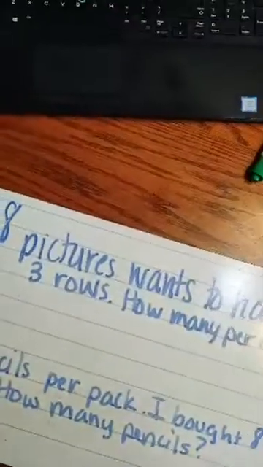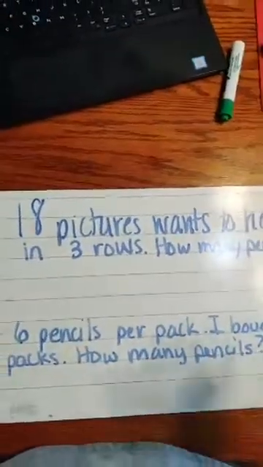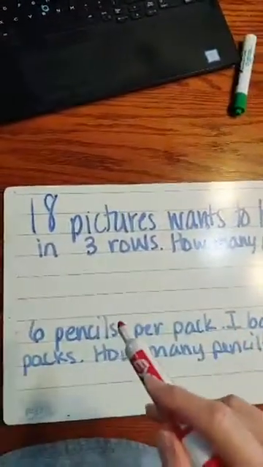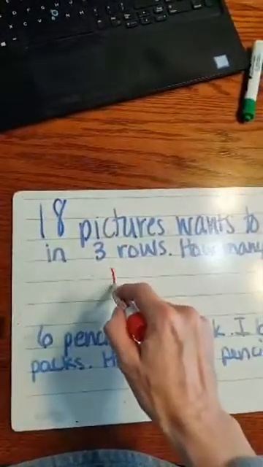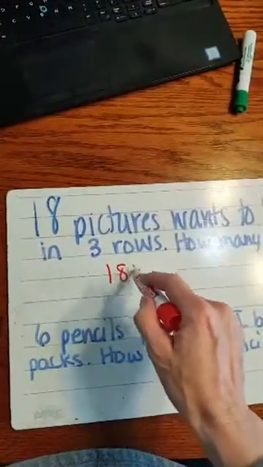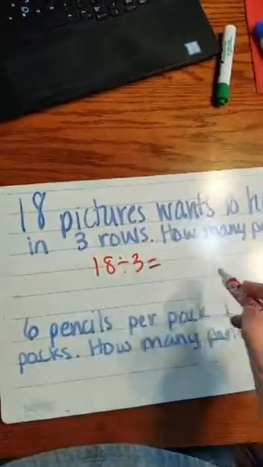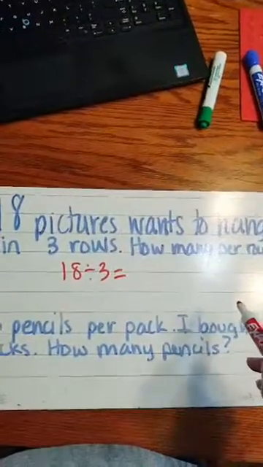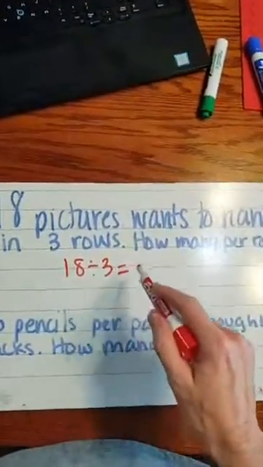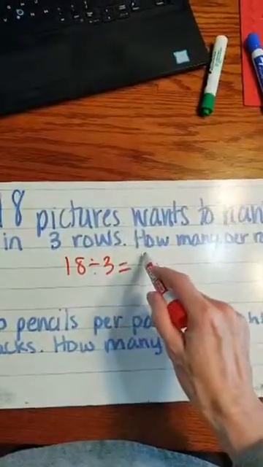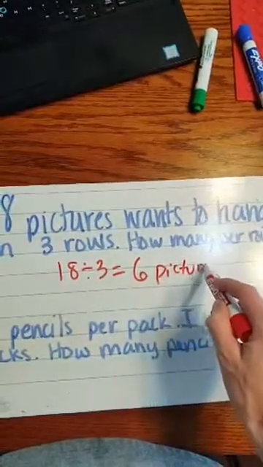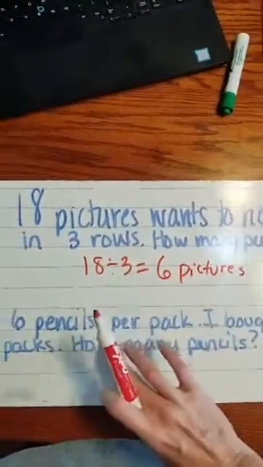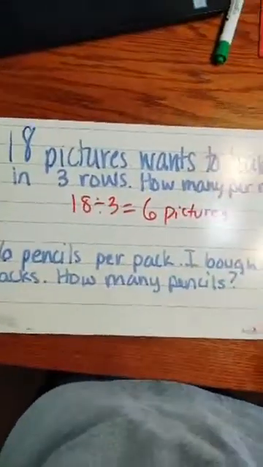All right, so they give us the total of 18 pictures. We want to put them in 3 rows. So since we have the total, we're going to take 18 divided by 3 to find out how many pictures in a row. So how many 3s are in 18? You got it. It'd be 6 pictures in each row. Okay? All right, so now let's look at this one.